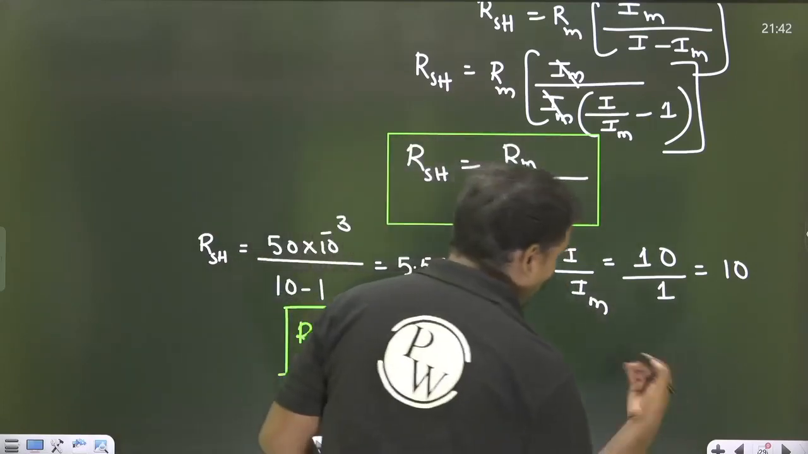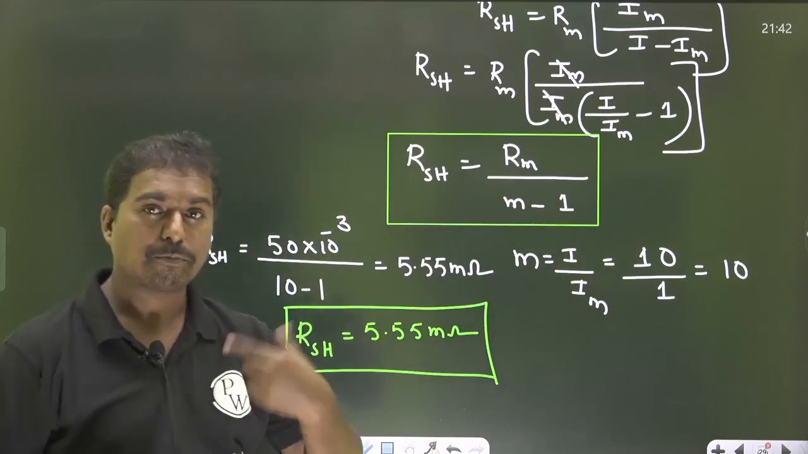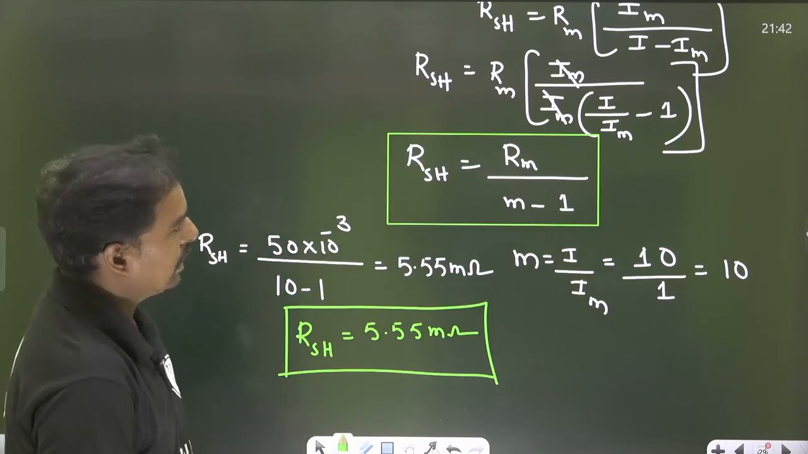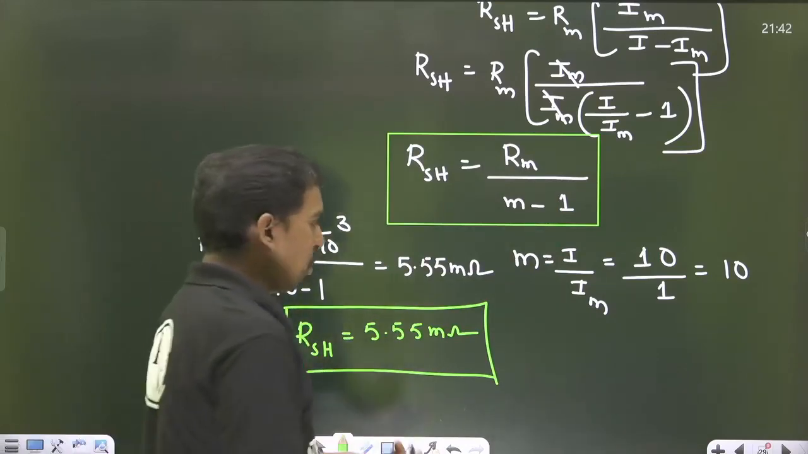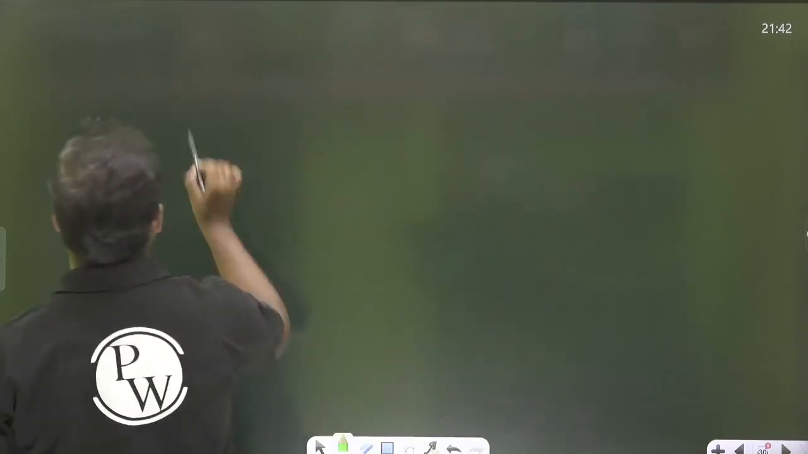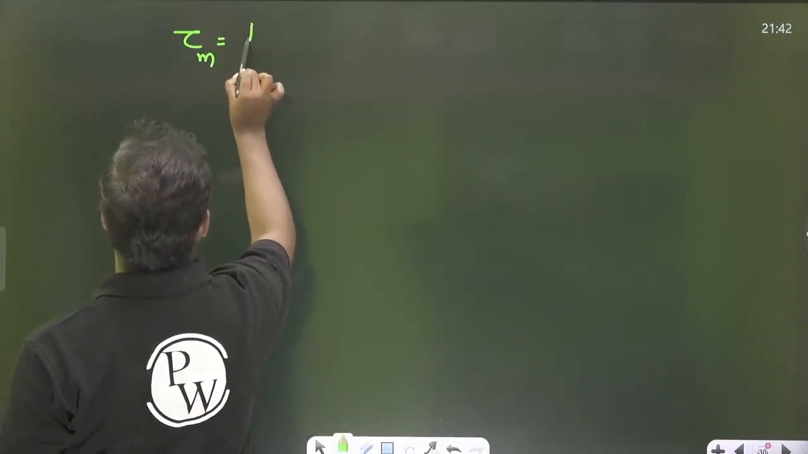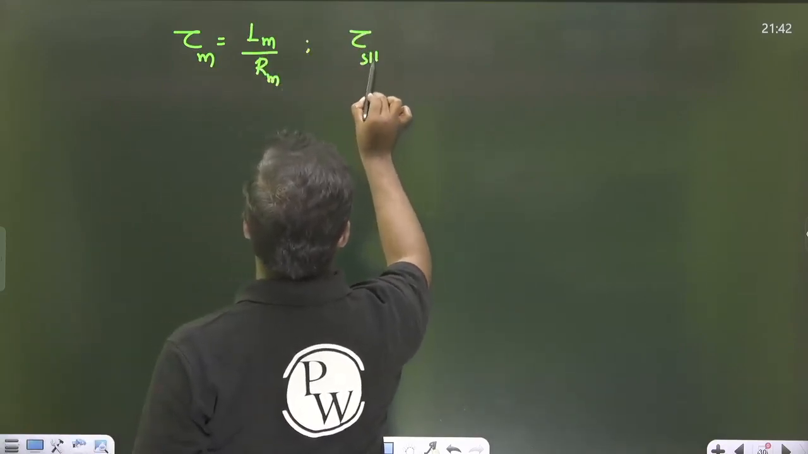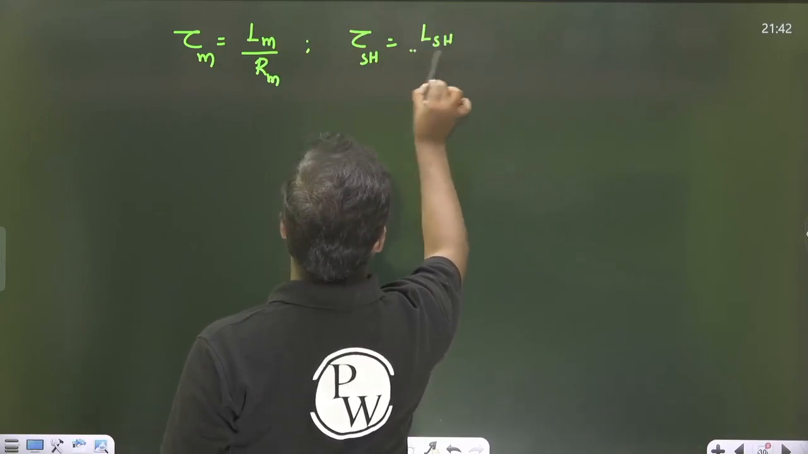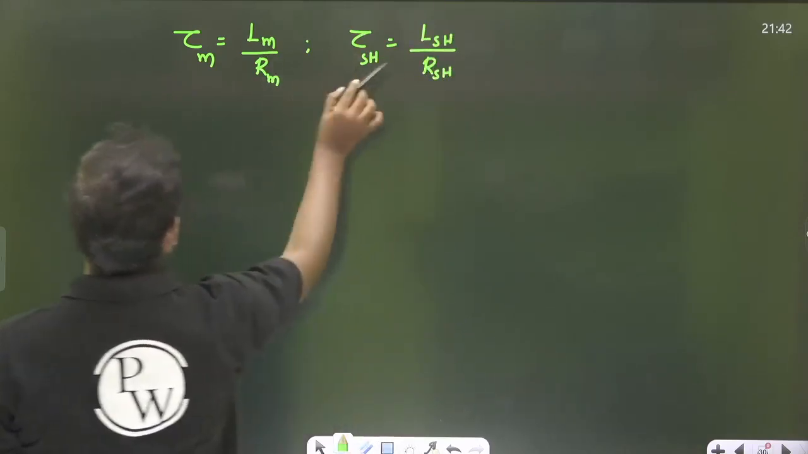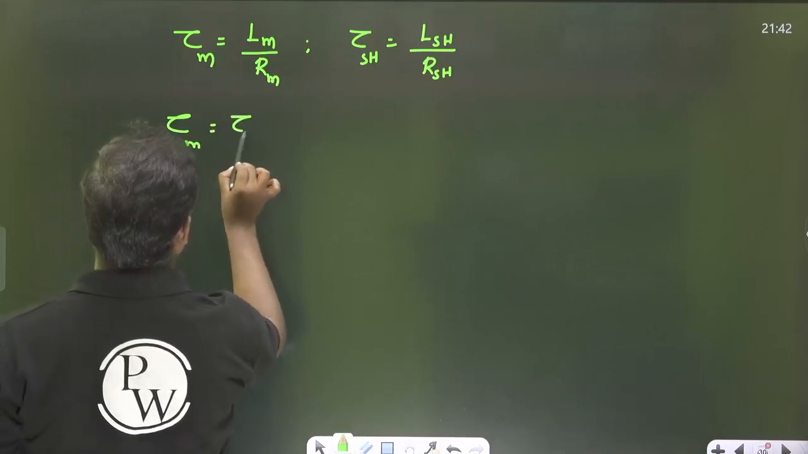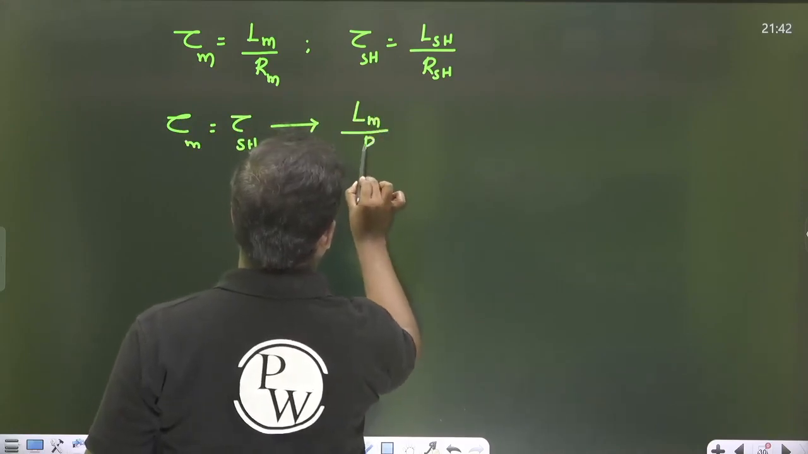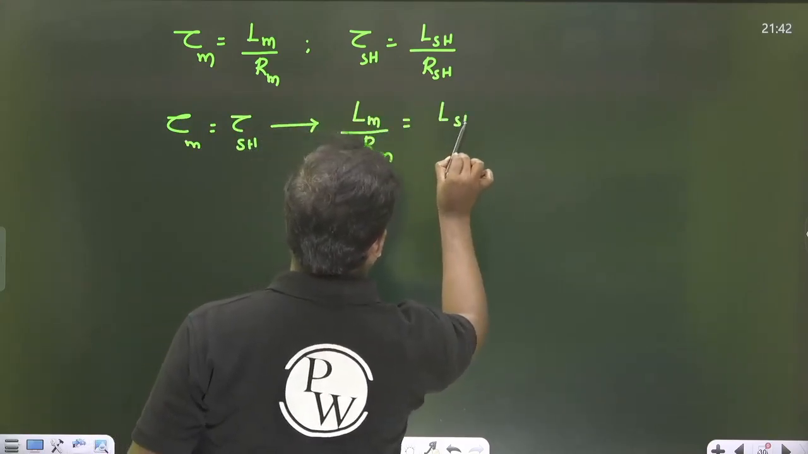But the question is also asking for the time constant. How to find it out? If you know RSH, you can find out the time constant of the meter. The time constant of the meter is equal to LM by RM, and the time constant of the shunt is equal to LSH by RSH. The time constant of the meter must be equal to the time constant of the shunt, so LM by RM can be made equal to LSH by RSH.